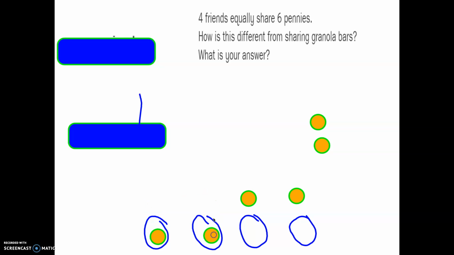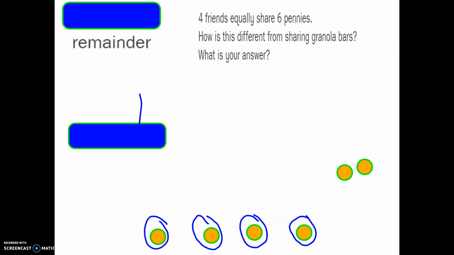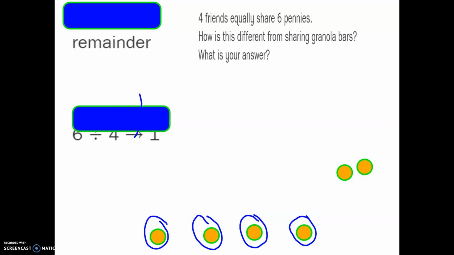So 1, 2, 3, 4. But I've got these 2 pennies here because I have 6 pennies, but I cannot share them equally, and I cannot cut them in half. So a new vocabulary word that we're going to be using is the word remainder, because sometimes in a division problem you have some left over, and we call that the remainder.